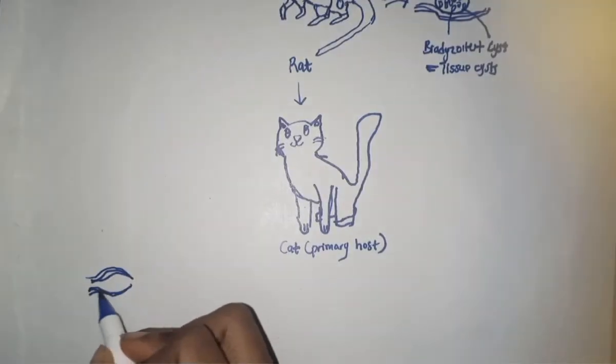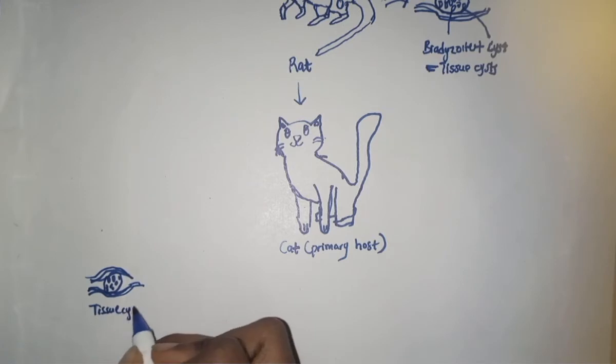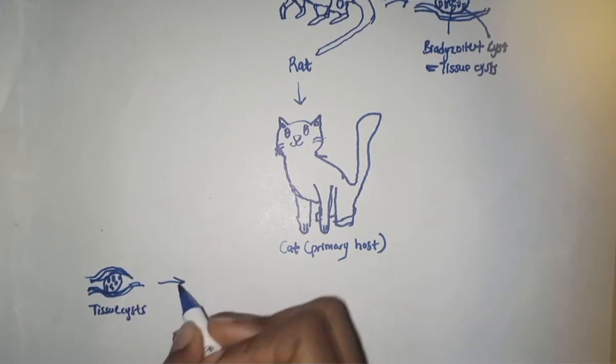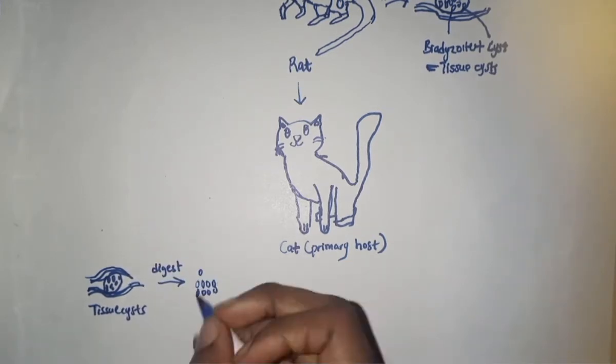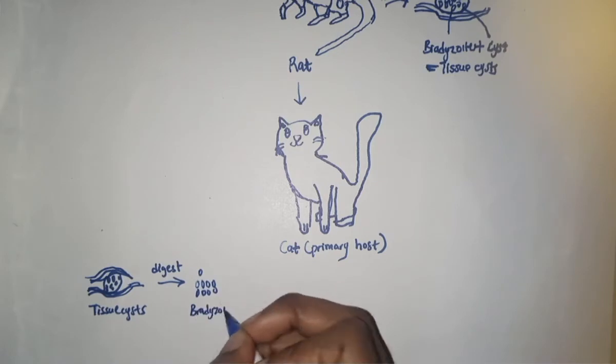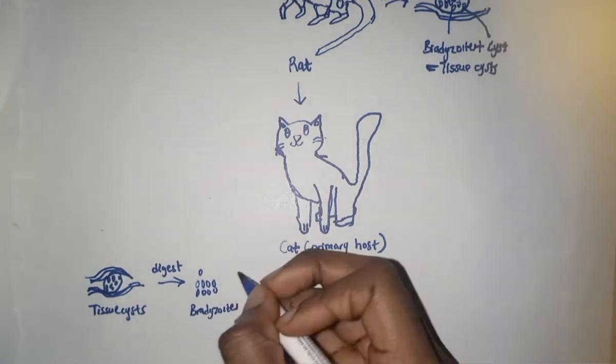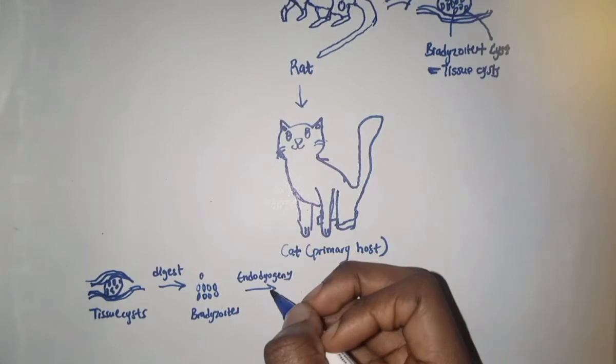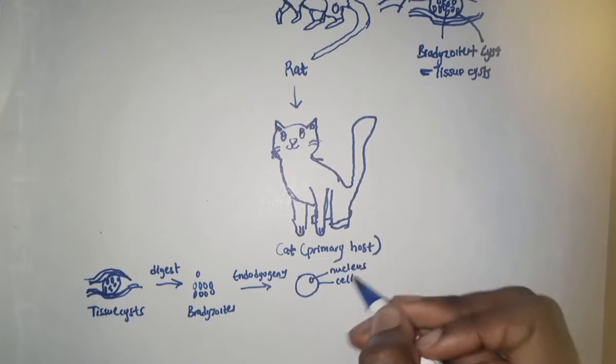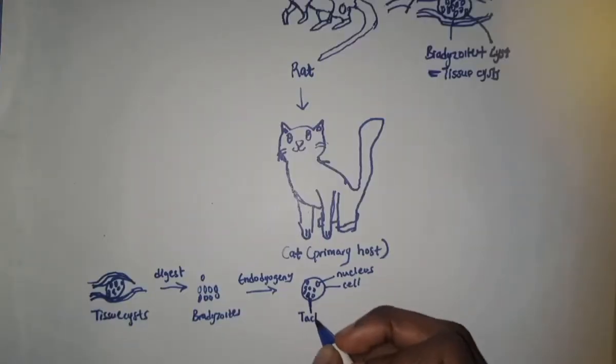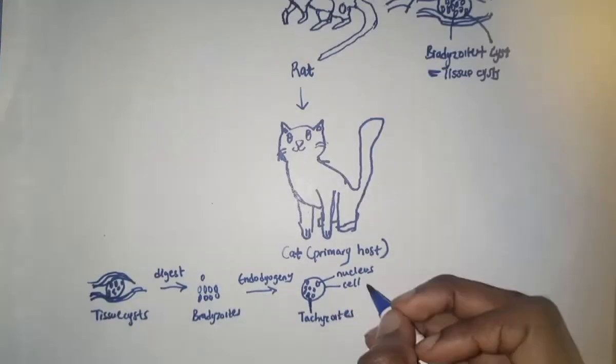In the small intestine of the cat, the cyst walls of the tissue cysts are dissolved by digestive enzymes, releasing bradyzoites. The bradyzoites multiply rapidly by a special form of asexual division known as endodyogeny, a process where two daughter cells are formed within a mother cell, which is then consumed by those two daughter cells. This rapidly dividing stage is now called tachyzoites, which is the same as trophozoites.